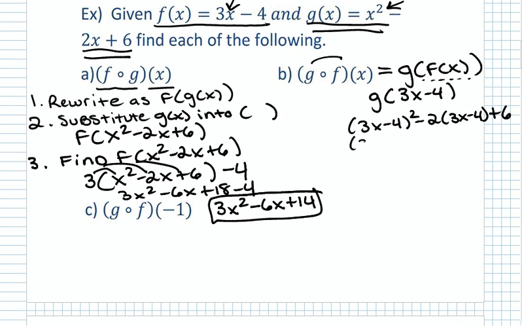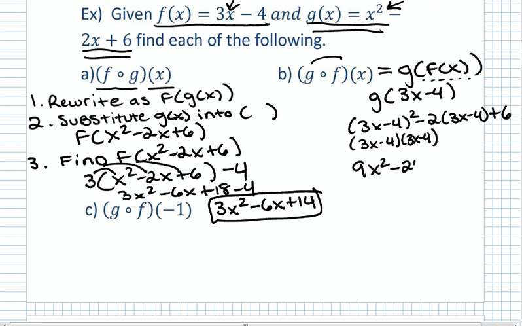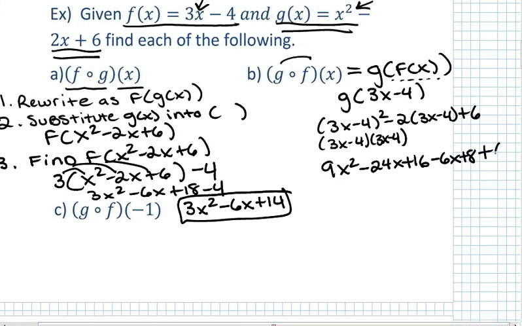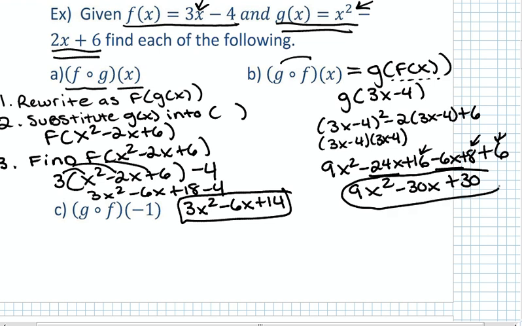So I FOIL. So notice I get 9x squared minus 24x plus 16 minus 6x plus 8 plus 6. So then when I combine like terms, 24x and 6x gives you minus 30x. 16 plus 8 plus 6 give you 30 as well. So that's your final answer, 9x squared minus 30x plus 30.